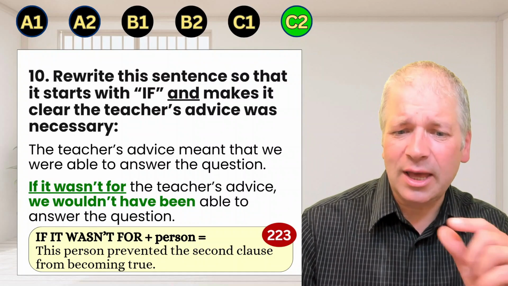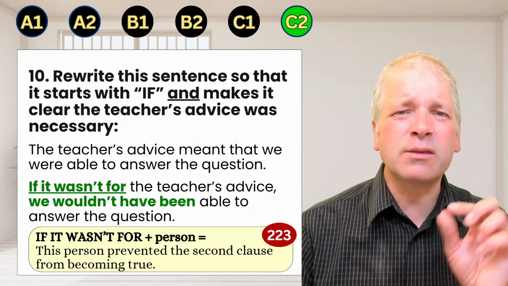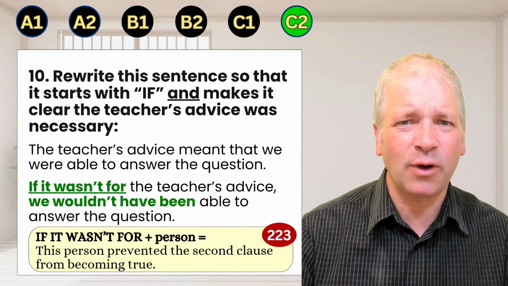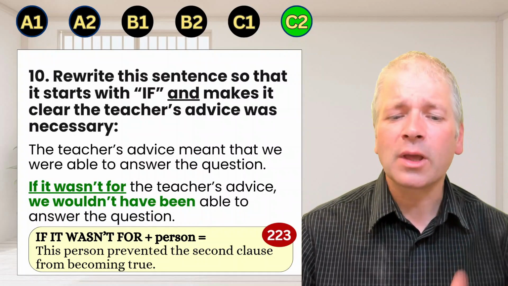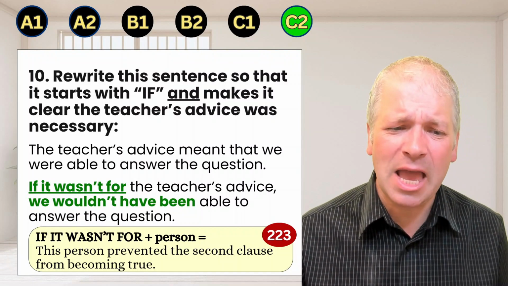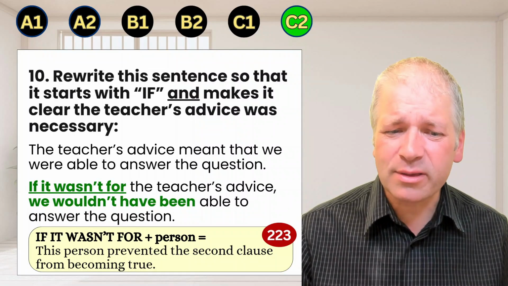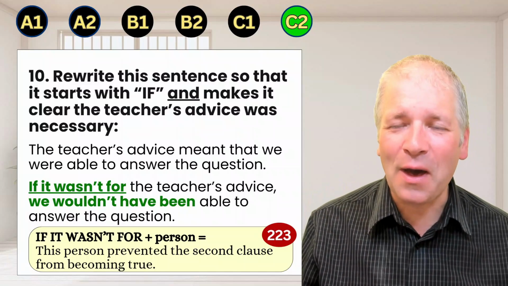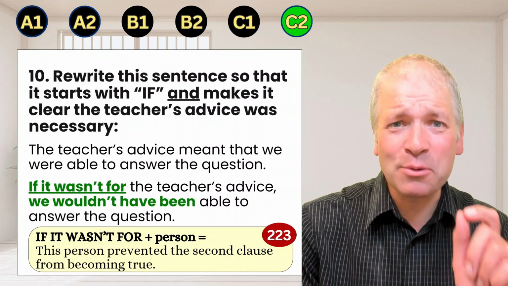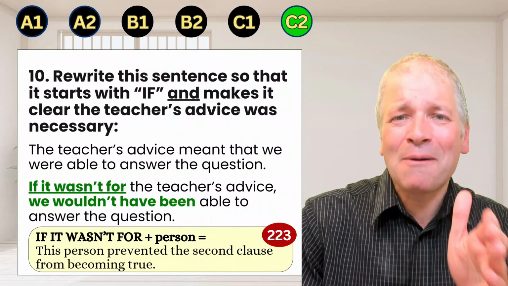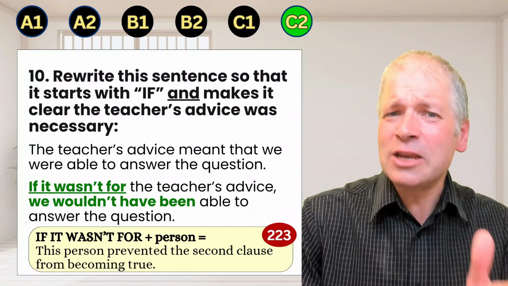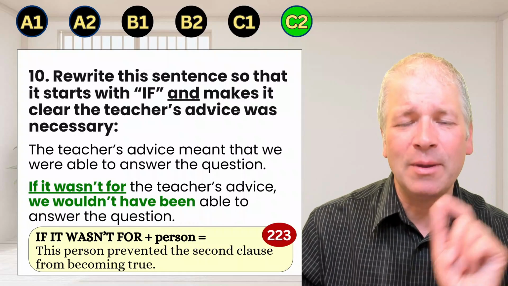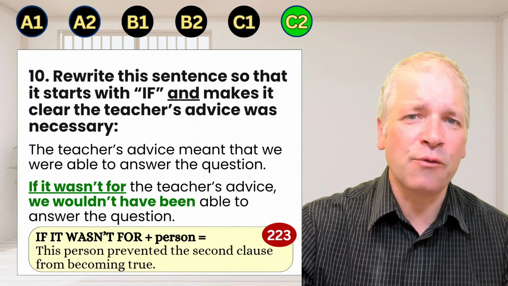So in this situation here, we were able to answer that question. We are so glad that we could answer that question. But there's only one reason we could answer it, and that's because of the teacher's advice. If it wasn't for the teacher's advice, we wouldn't have been able to answer the question. In other words, it was completely necessary for the teacher to give us advice to prevent the other outcome happening. So that was a really, really tough one. If you've answered some of the other C2 level questions, then your English is really, really advanced. But this is a phrase that native speakers use all the time. So it's really important to know it and use it in the right context.